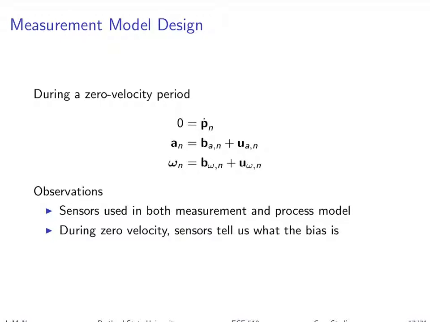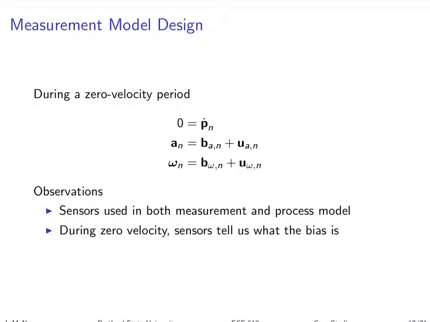And I also know that if I'm in a zero velocity period, then the acceleration is 0. The true acceleration is 0, which means when I look at my accelerometers, the only information left on the accelerometers is bias plus noise. And bias is part of the state. So suddenly during a zero velocity period, I have a lot of information. I know that the velocity is 0, which is part of the state, but I also suddenly get a way of estimating the bias. I've got direct visibility into what the bias is during that period. And the same thing applies to the gyroscopes as well.